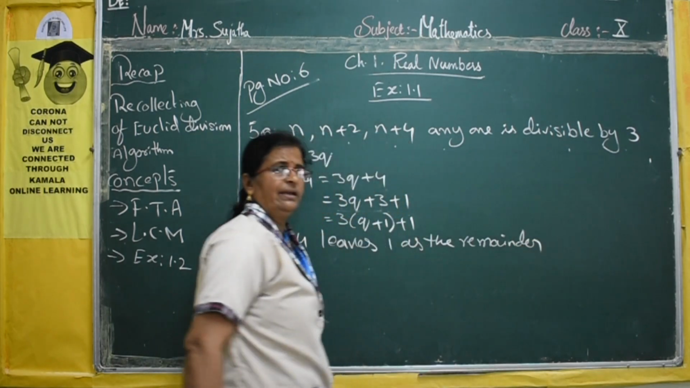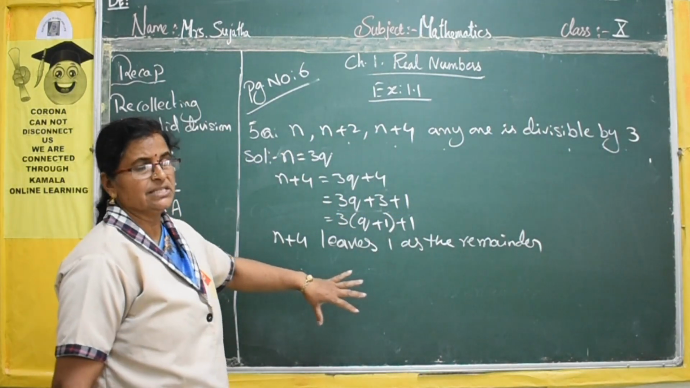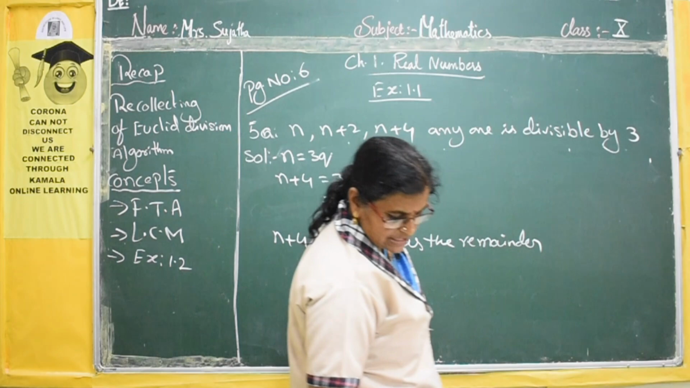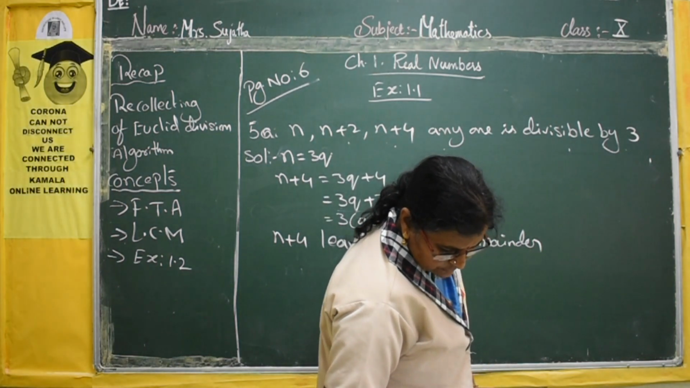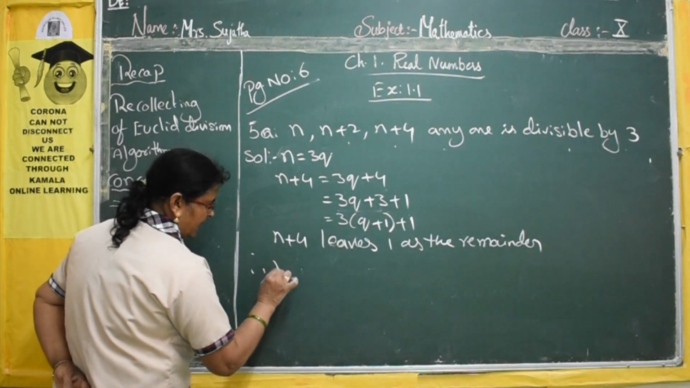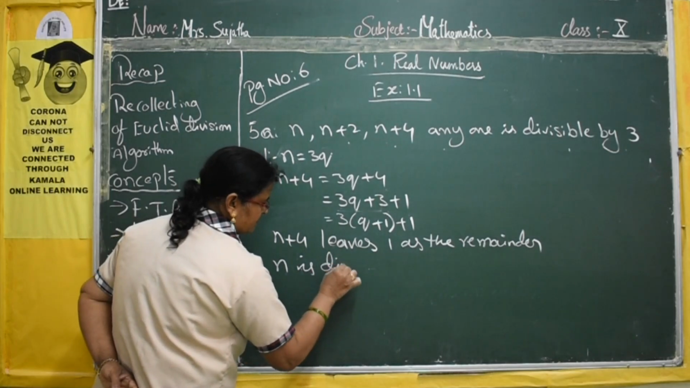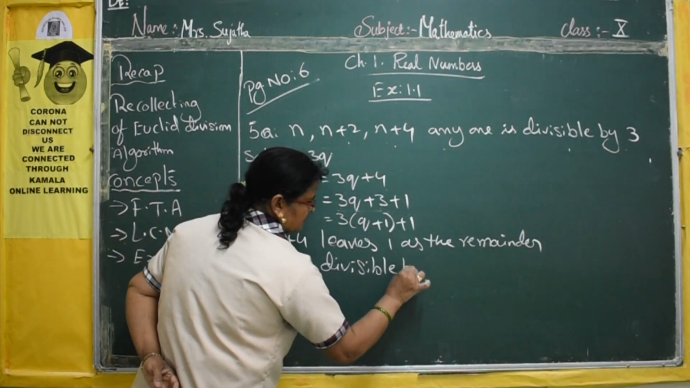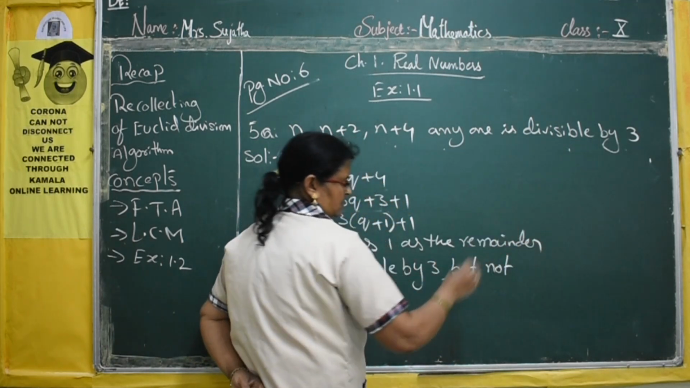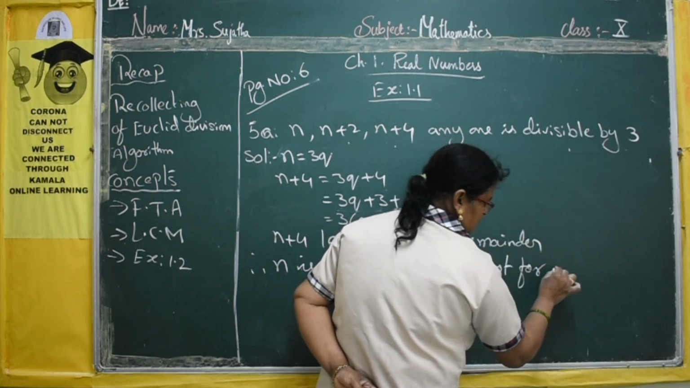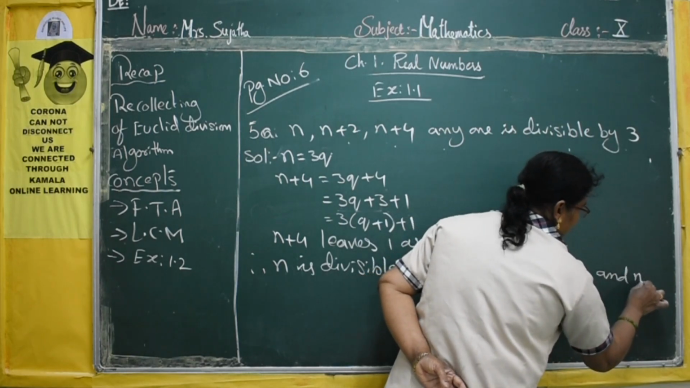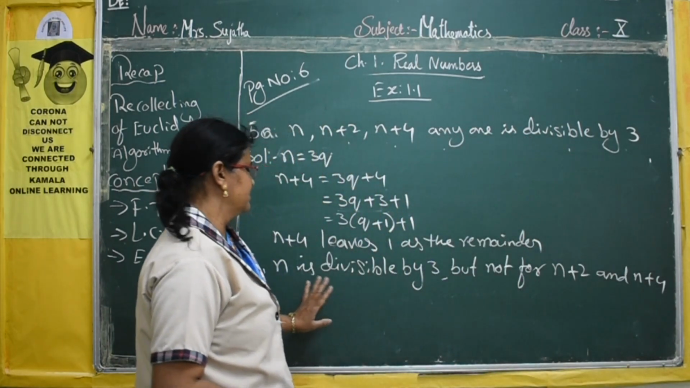Remainder when it is divisible by 3. Okay. So in this case only 3q can be divisible. That is, n is divisible. So in case 1, n is divisible by 3 only. Therefore n is divisible by 3 but not n plus 1, n plus 2 and n plus 4. In this case only it is divisible by 3.